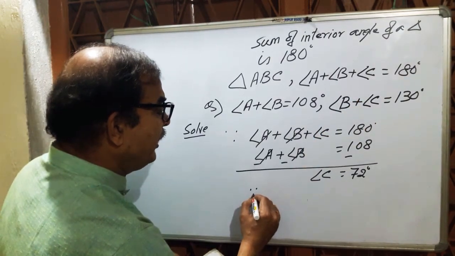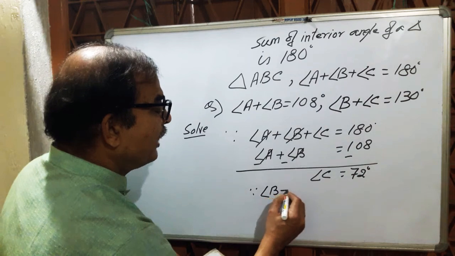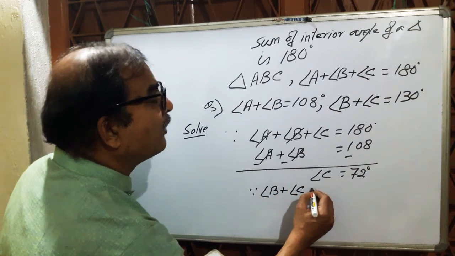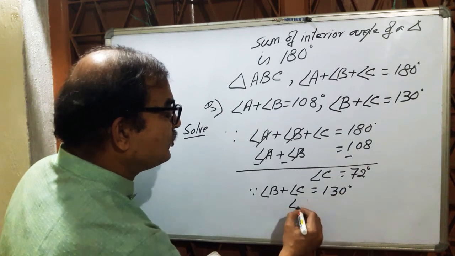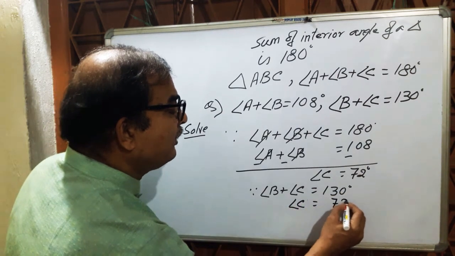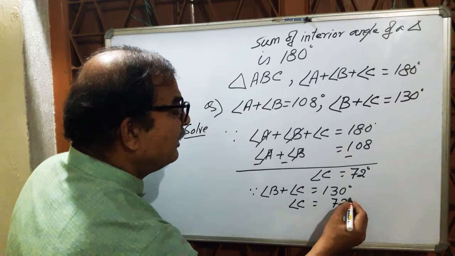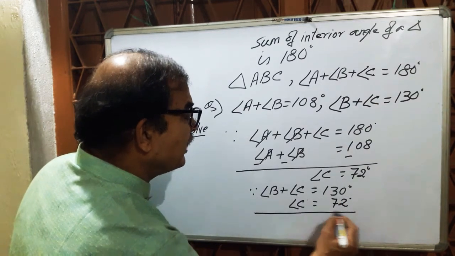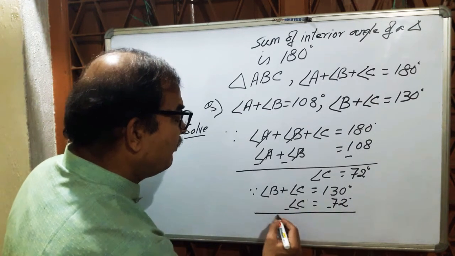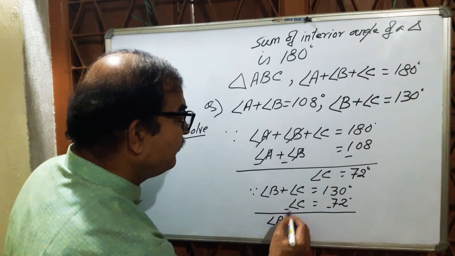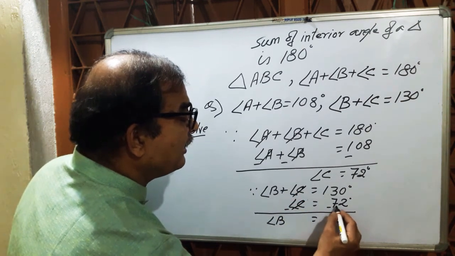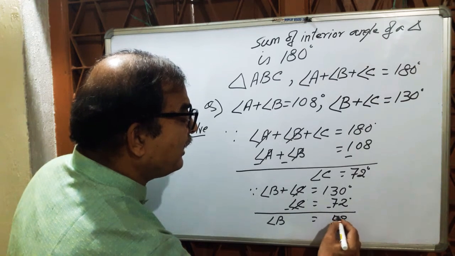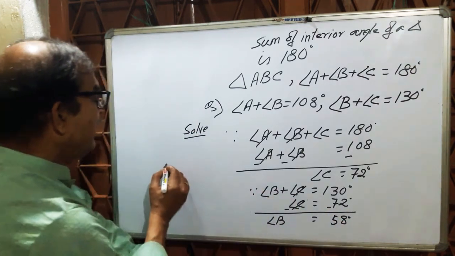When angle B plus angle C equal to 130 degree and angle C equal to 72 degree, therefore just you subtract it, you will get angle B, this C is cancelled, equal to 58 degree. Therefore the required angle's value is angle A.